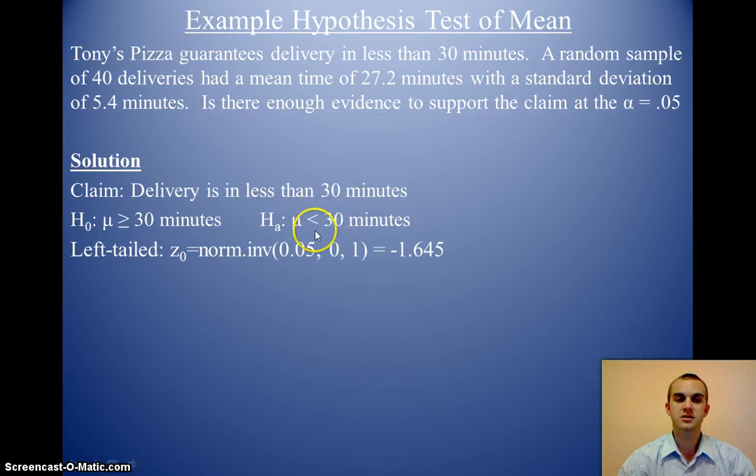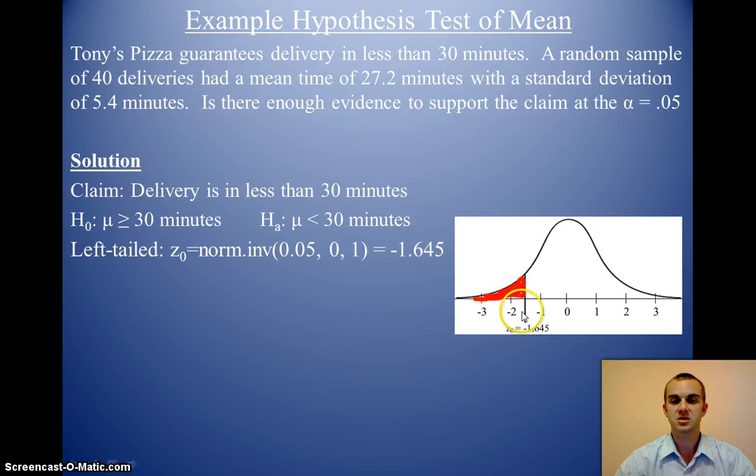Since it's less than, it's going to be a left-tailed problem, so we use the z naught of NORM.INV of 0.05 in Excel, and I get a value of negative 1.645. So I'm going to graph that, and you can see here's my negative 1.645, and my rejection region is everything to the left in the shaded area.